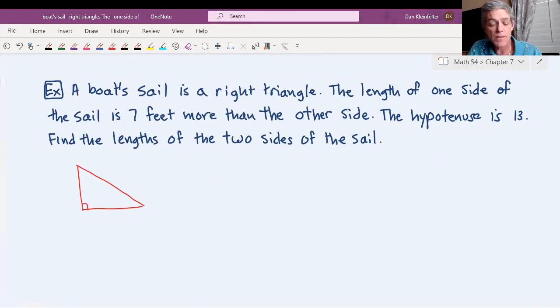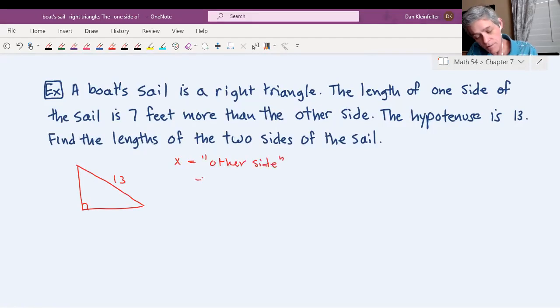The hypotenuse, that's the long side, is 13. We want to find the lengths of the two sides. Here it says the length of one side is 7 feet more than the other side. So I'm going to let x be the other side, just because I think that's going to be easiest.